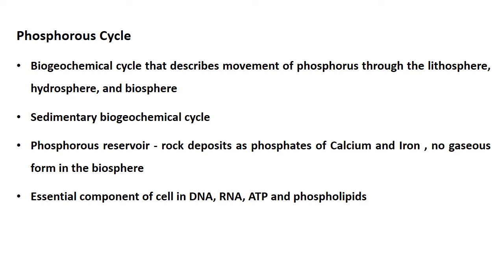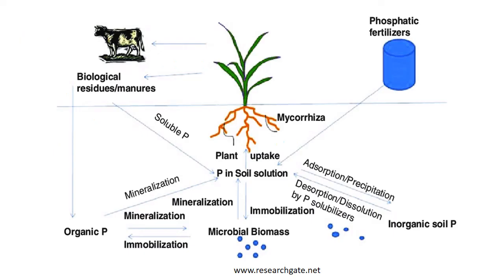Phosphorus is an essential component of cells in DNA, RNA, ATP, phospholipids, etc. In the environment, phosphorus is present as phosphates of calcium and iron, and generally these are insoluble. This image represents a phosphorus cycle in which there will be mineralization, immobilization and solubilization of different phosphate forms.